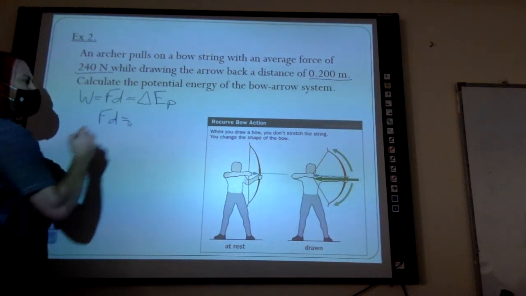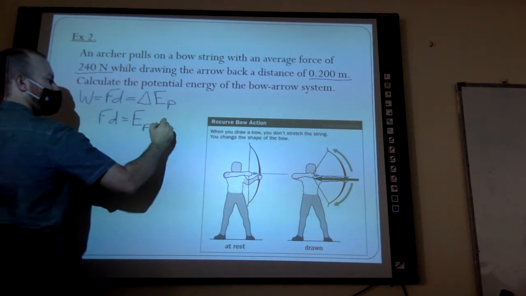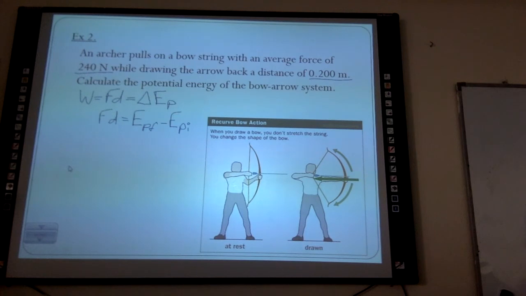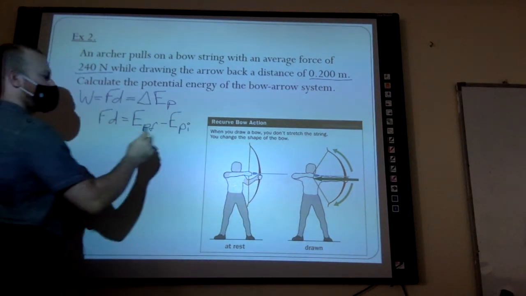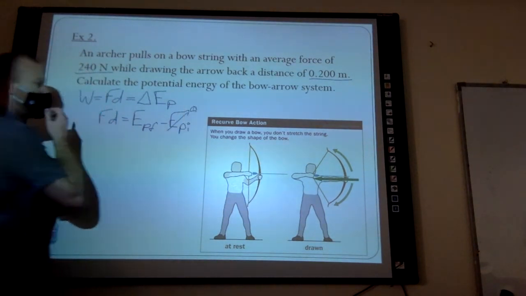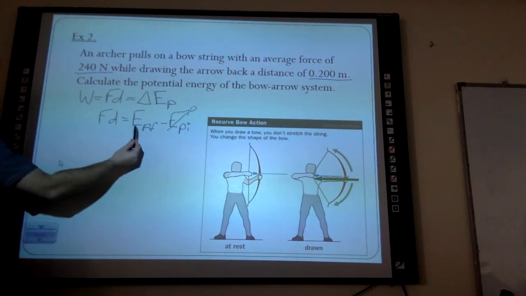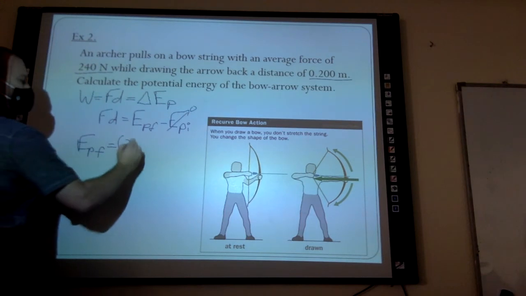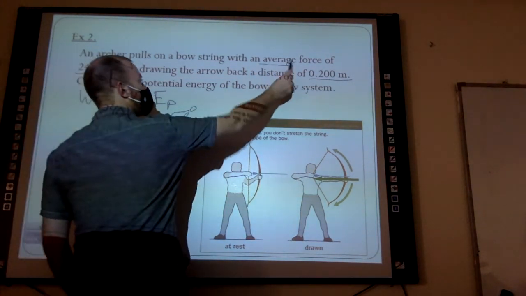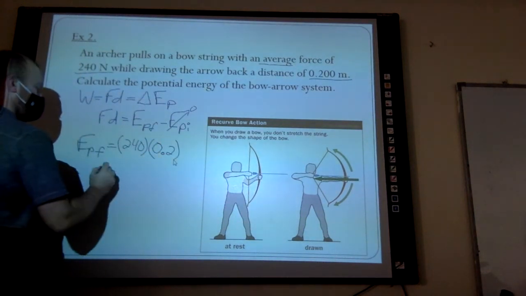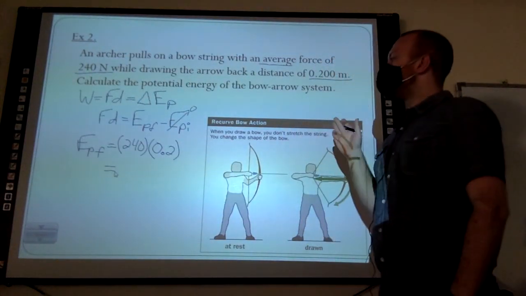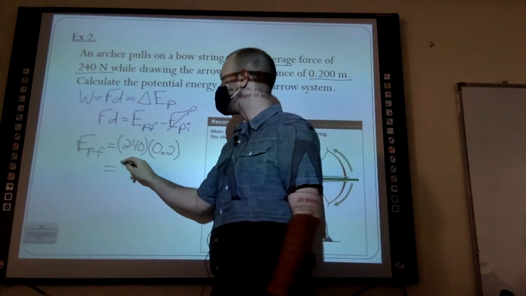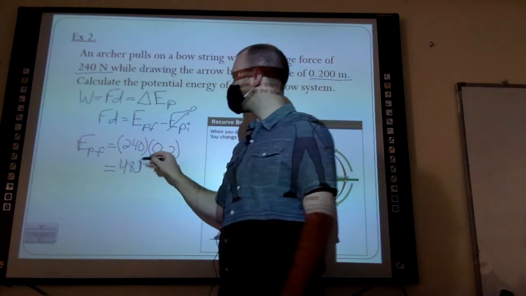So Fd equals change in potential energy. Change in potential energy is just energy potential final minus energy potential initial. If you haven't pulled back on the bowstring, there's no potential energy, so this is 0. I'm looking for what energy potential final is, so it's just force times distance. 240 times 0.2 is 48 joules. Is it 48? Good.